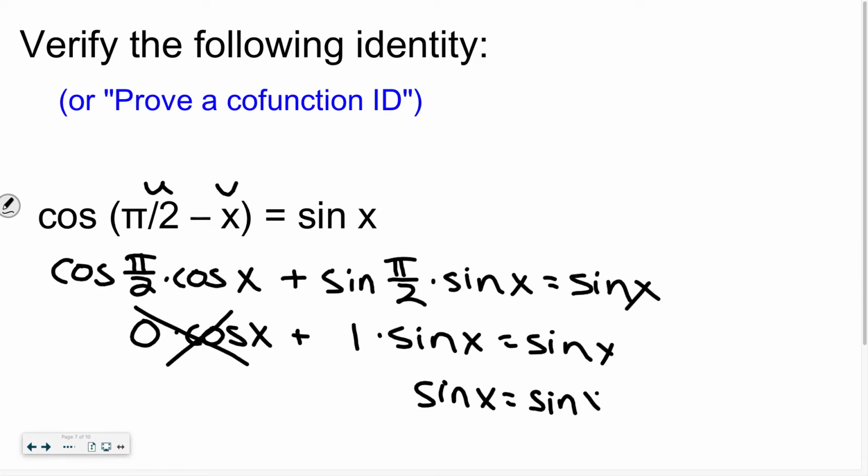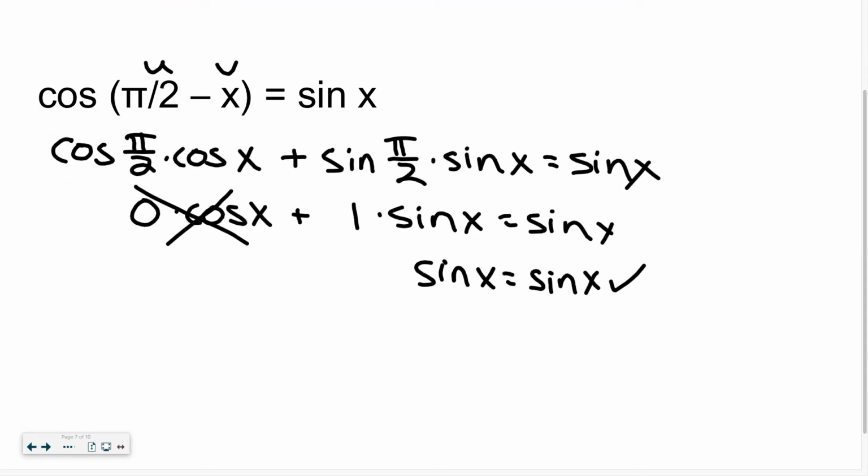If I ask you tomorrow on your quiz to prove a cofunction identity, make sure that you show the steps of the proof. You don't go straight to sine x equals sine x. Show through the values on the unit circle that they do actually cancel out. Okay? Any questions so far? Okay, we got one more to go. That's the tangents.